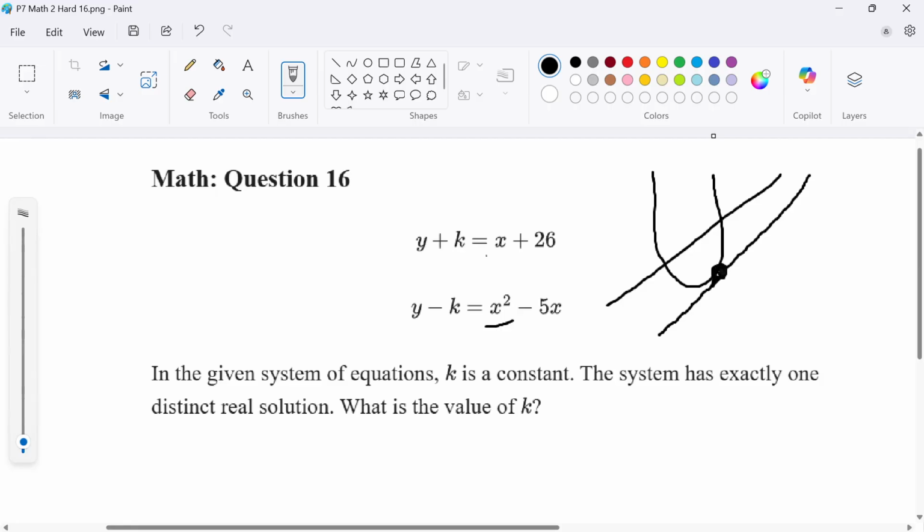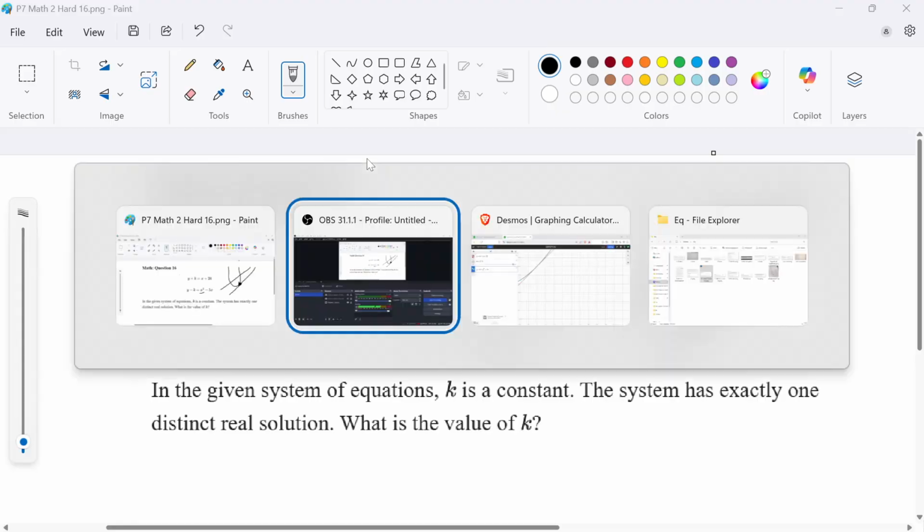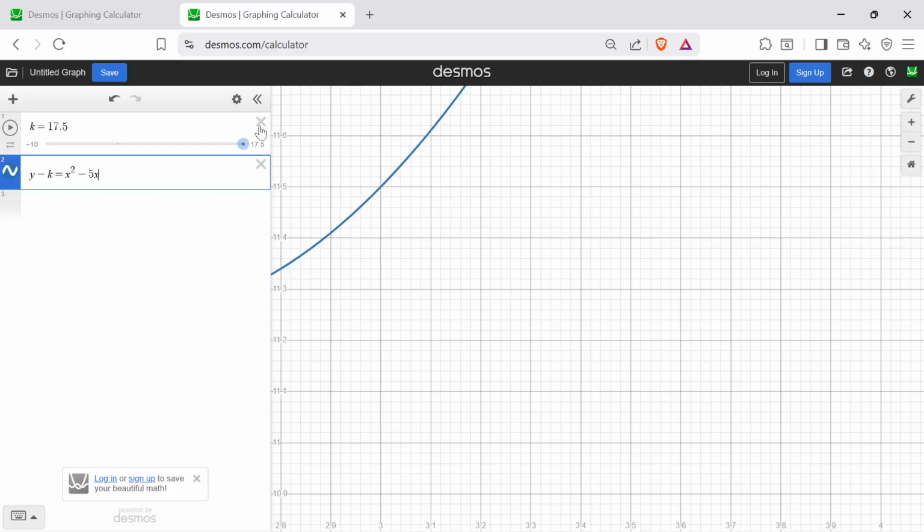I know mine didn't look like it touched, but we're going to pretend it did. So it's not at the vertex of the parabola. It's somewhere on the side there. And there's a math way to do it, and then there's a Desmos way. I'll show the Desmos way first.